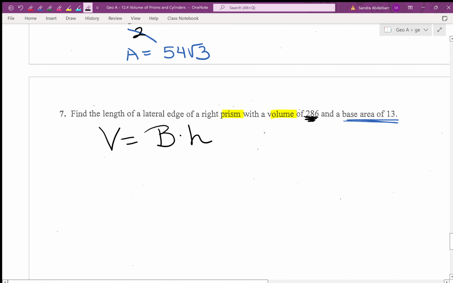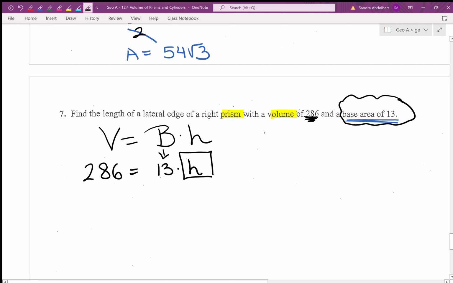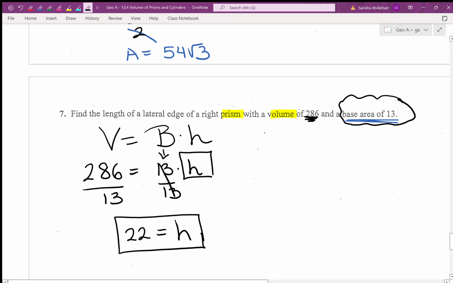286. Where am I going to substitute that 286 in for? B, because it's saying the volume is 286. And then it says the base area, that's the same as area of the base, is 13. So where's that 13 going in for? B. And now we're solving for the height. How do I solve for the height? Divide by 13. It does go in evenly, I think. How many times? 22. Thank you. So the lateral edge is 22 units long.